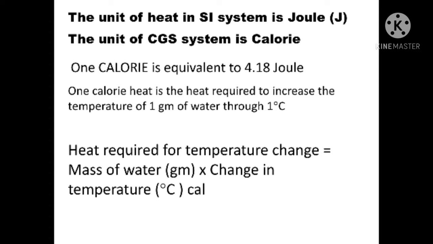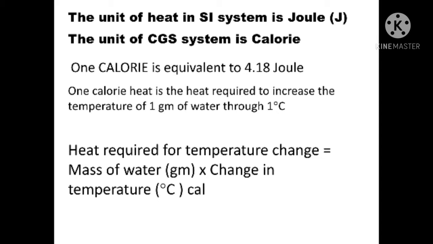So, students, before beginning with the new concept, let's recall our previous session's important points. Whenever we have to find heat required for temperature change in calories and in joules, we want the two terms. First, mass of water, which is in grams, and second, change in temperature, which is in degree Celsius. When we multiply both the terms, the answer we get is nothing but the heat required for temperature change.